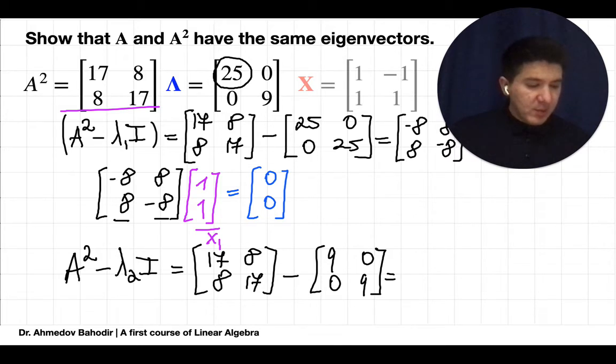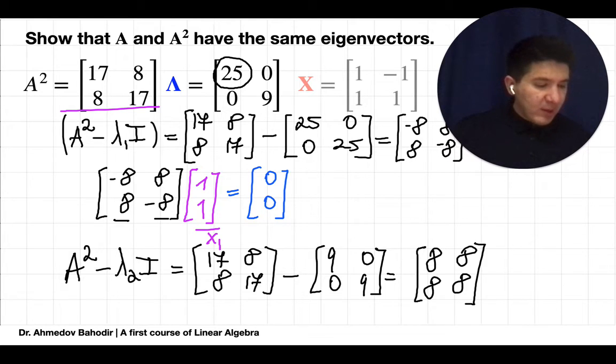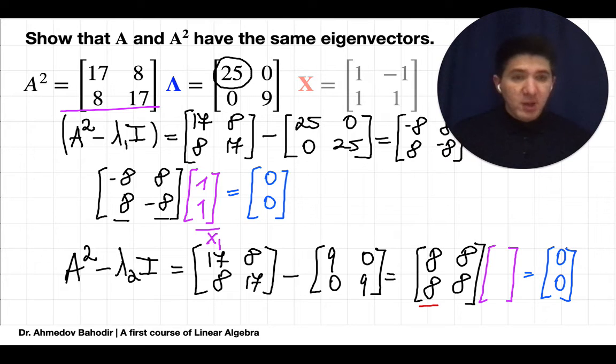So essentially, if you subtract the 9 from the diagonal entries of this matrix, we get 8, 8, 8, 8. What vector is going to make this equal to 0 and 0? Essentially, which constant do you have to multiply the first column by, and which constant to the second column, so that if you add them, you get 0 and 0?